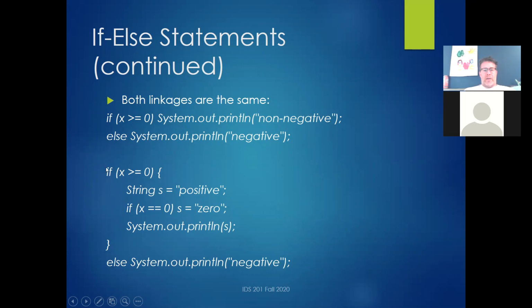Belongs to the else with if x is at least 0. This if is a standalone if. It's not affiliated with this else. Okay, people sometimes have a little bit of trouble with that.